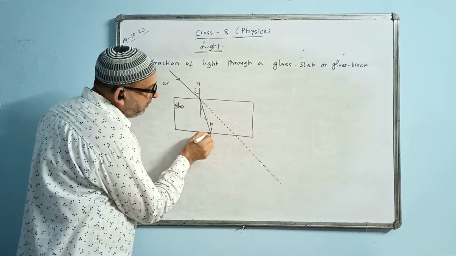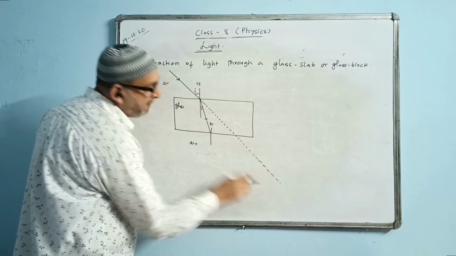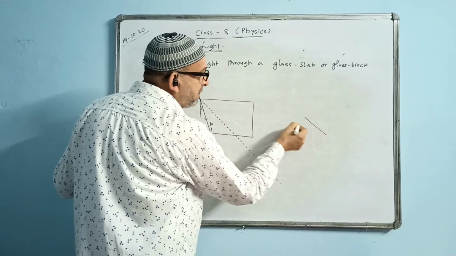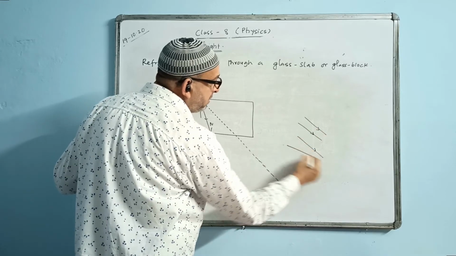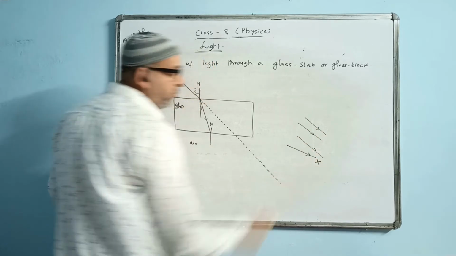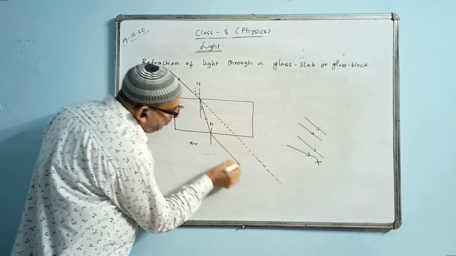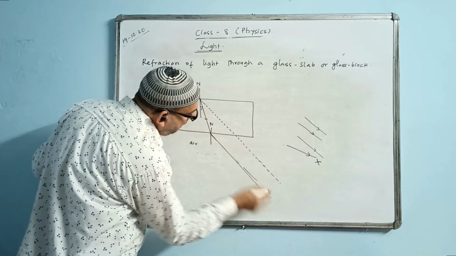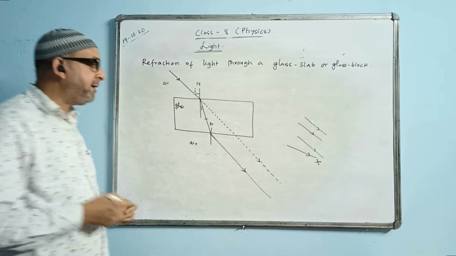Now this ray will be drawn in such a way that this ray and this ray look parallel to one another. You know the meaning of parallel. These two lines should not look like this, not parallel. So from here we draw the line so that it looks almost parallel. If not exactly, at least it should approximately look parallel to one another.